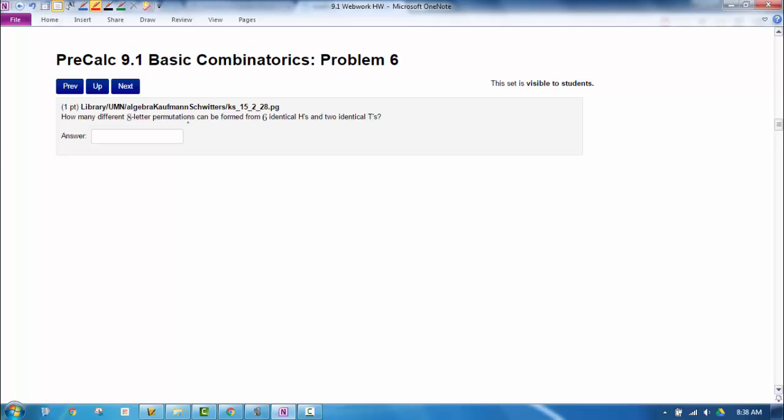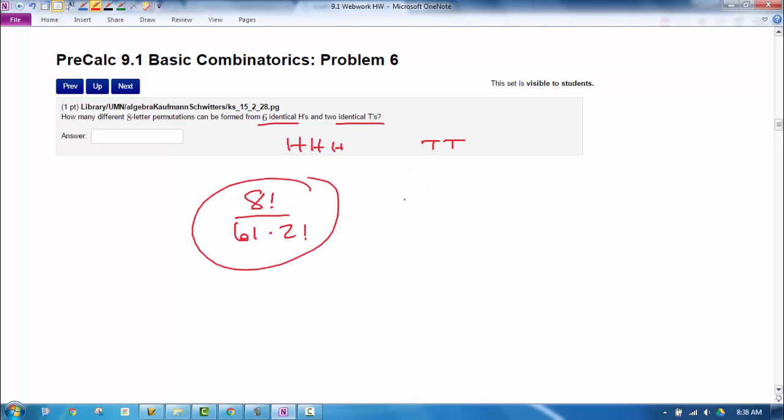Okay, the next problem says how many different 8-letter permutations can be found. We're choosing from 6 identical h's and 2 identical t's. So if you wrote this out, with the t's at the end, it's similar to what we had before, where we have 8 factorial divided by the 6 factorial for the repeating h's times the 2 factorial for the repeating t's. So this is the distinguishable permutations formula, which gives you your answer of 28. In the top goes the total number of ways you can choose these letters, divided by the repeats in the bottom.